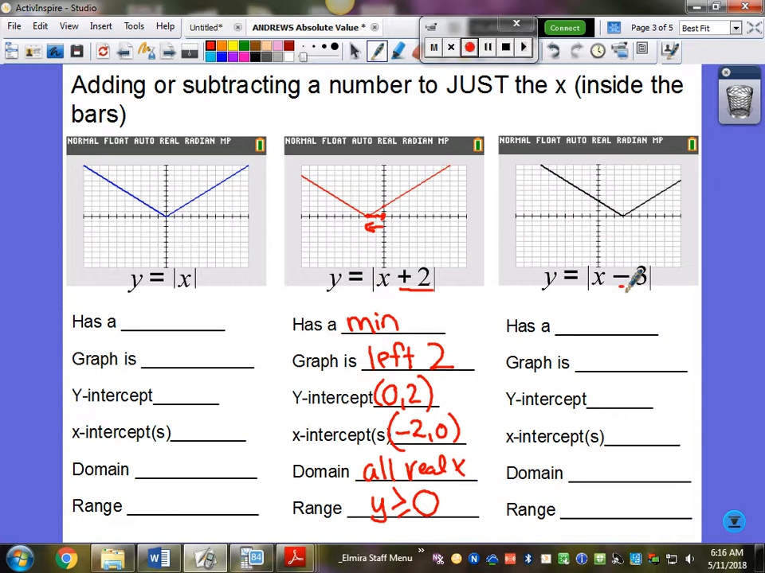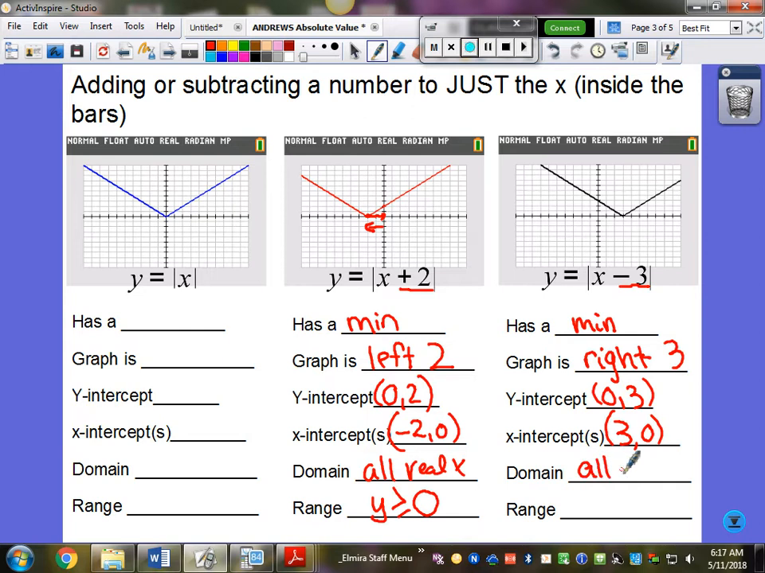If I subtract 3 on the inside, the graph moves to the right 3. The y-intercept now is at (0, 3). The x-intercept is at (3, 0).